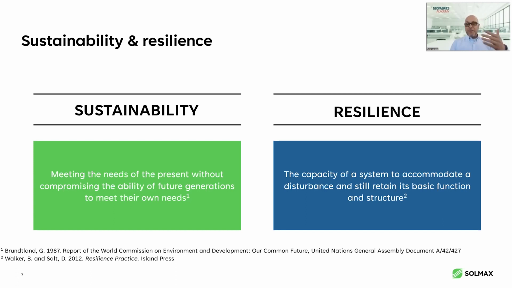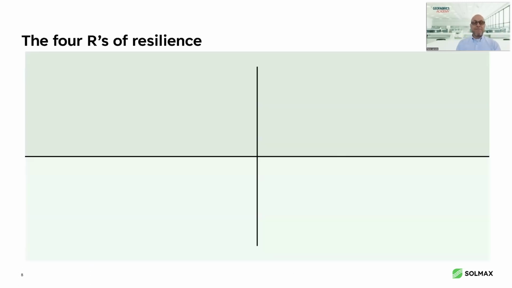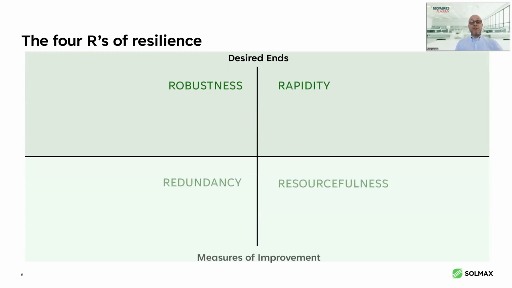When I was doing some more reading on this, there's a piece of reading that I really enjoyed. A gentleman by the name of Michael Bruno from the University of Buffalo in the US broke resilience down into 4 parts. The first 2 parts are about the desired ends that we want via resilience. In this case, we're talking about robustness and rapidity, and I'll define those a little more in a second. To get these ends, you have to be able to measure them. The way that we measure how resilient a system is is through redundancy and resourcefulness.